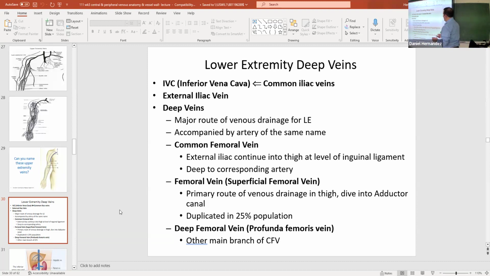For the legs, the deep veins are a major route of venous drainage. And again, deep veins are always going to be accompanied by an artery of the same name. So in the legs, we have our common femoral vein, also referred to as the superficial femoral vein. Currently, pretty much all of the hospitals have dropped superficial femoral vein and just refer to it as femoral vein.